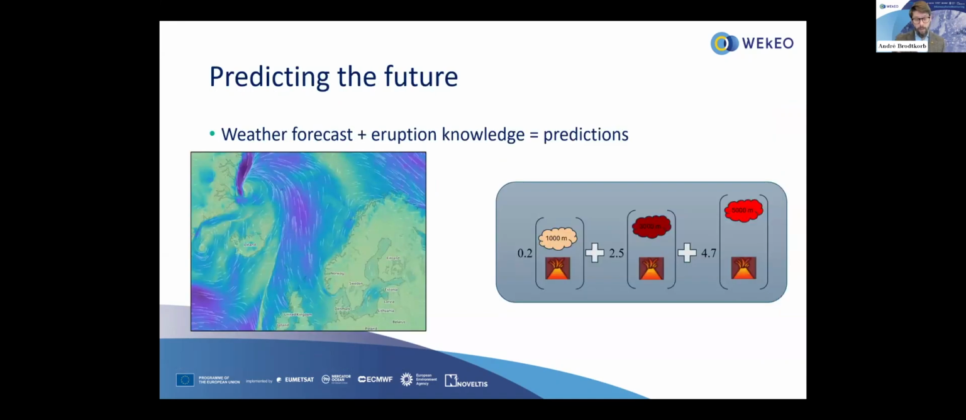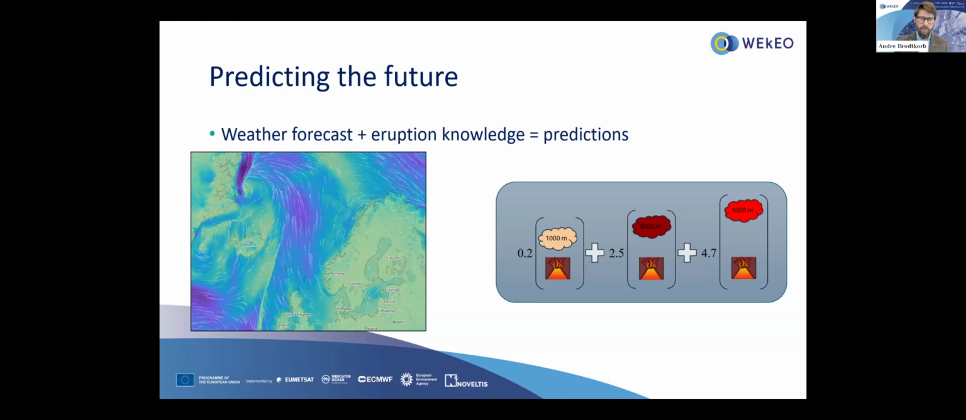Now, the thing that we use to do this, and I'd like to mention that this is a collaboration with the Norwegian Institute of Air Research and the Norwegian Meteorological Office. So we've done this. We look at the weather forecast. And if we know the weather forecast, we know where the wind is blowing, and we can estimate where things will drift if we know where they are today. And then if we know what the exact volcanic eruption was, we can predict the future.